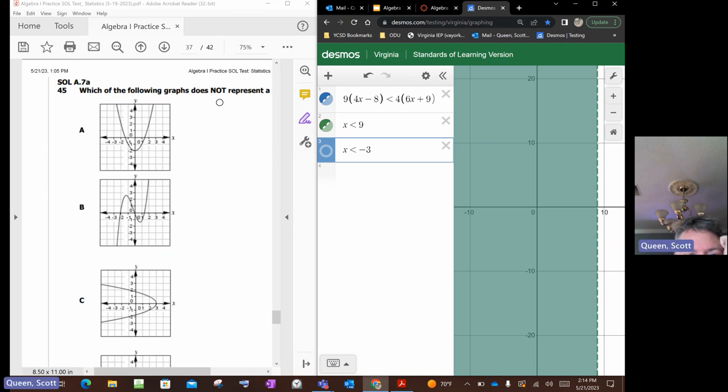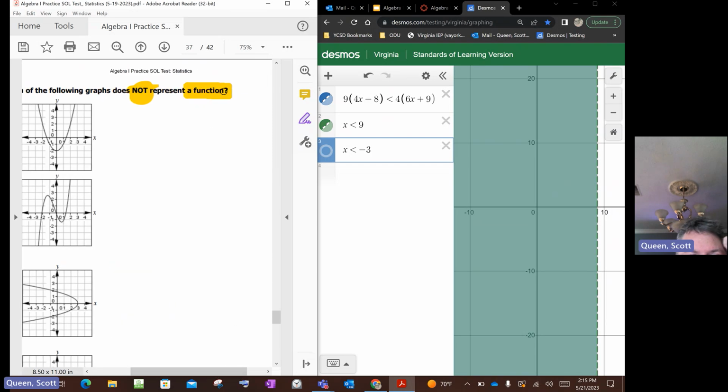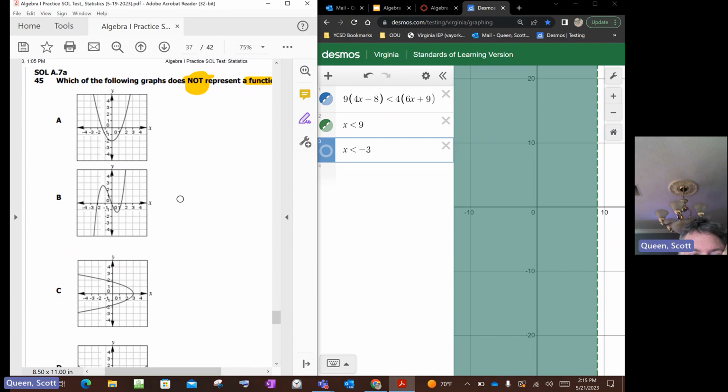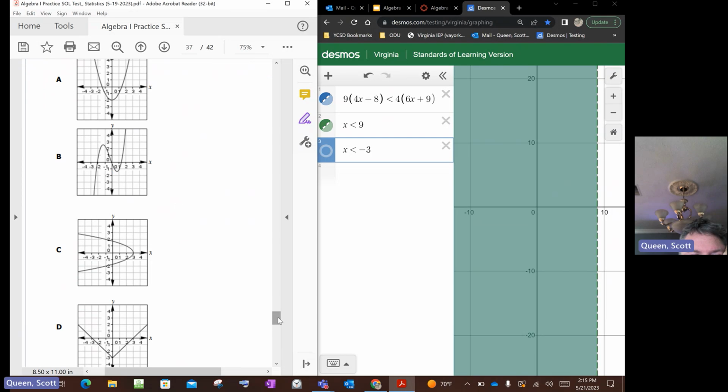Okay, 45. This one doesn't require anything other than knowing something. The first thing that stands out to me is that word not. Which of the following graphs does not represent a function? So keeping in mind what a function is. A function is one of those things where x's don't repeat. And even if you don't know that, look at the graphs themselves. Let's see if we can get them on this page all at the same time.